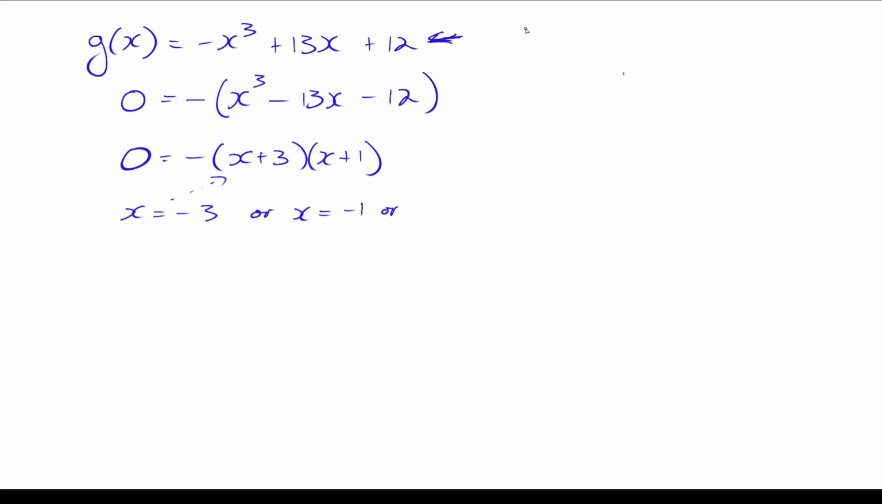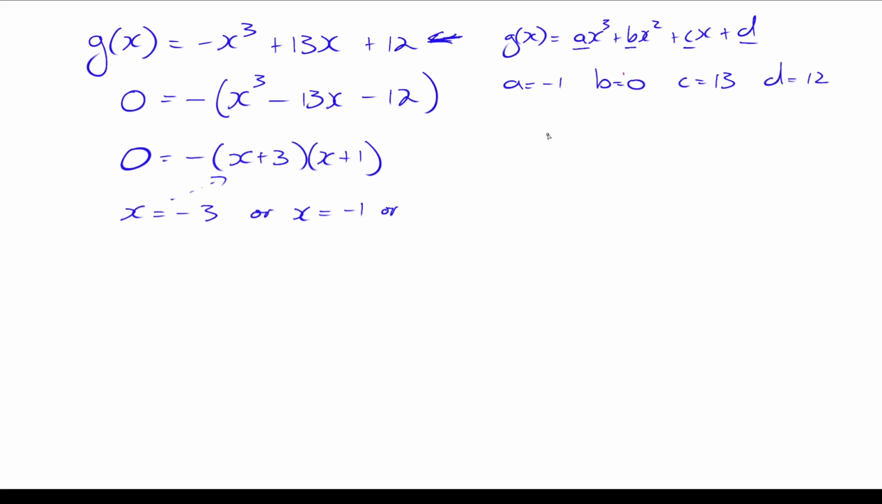Now, all third degree or cubic functions have a standard form, which is ax cubed plus bx squared plus cx plus d. And you have to find a, b, c, and d. So our a equals minus 1. Our b equals, not 13, because that's not x squared. Our b equals 0, because x squared is missing. Our c equals 13, and our d equals 12.